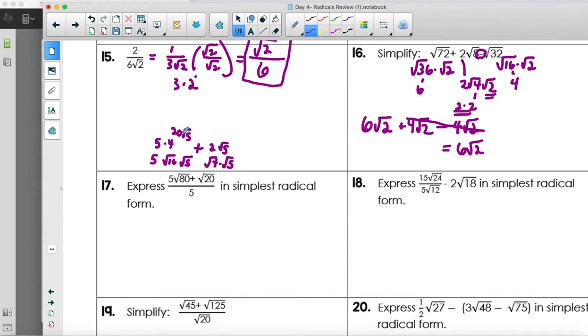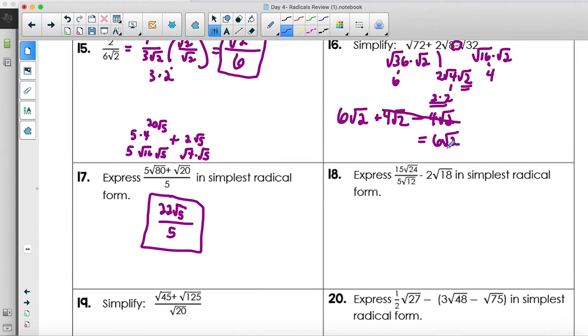So then 20 radical 5 plus 2 radical 5 is 22 radical 5 over 5. And I am done. These don't divide nicely. You could make it a decimal if you want, but they don't divide nicely, so you can leave it. And my radical is on top, not in the denominator, so it's fine.